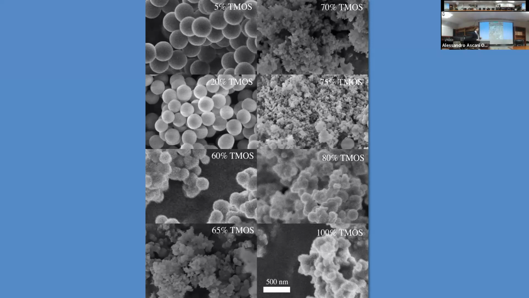This made us think that the TMOS was reacting so quickly that it would start creating all the nuclei in the solution. And then the TiOS remaining, being a majority, would start building upon them, closing all the pores and increasing the size, making them basically identical to the 0%.